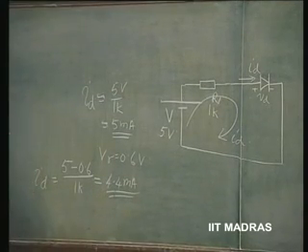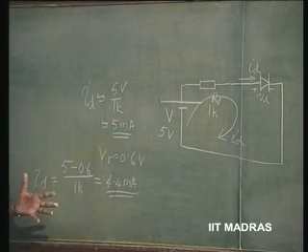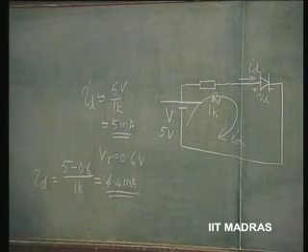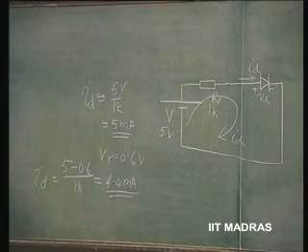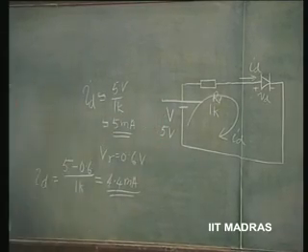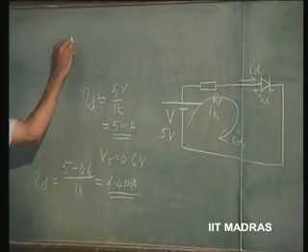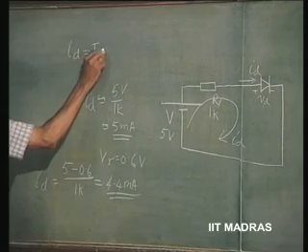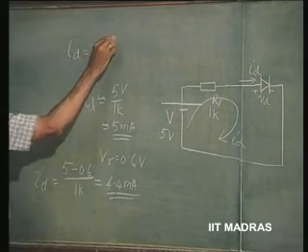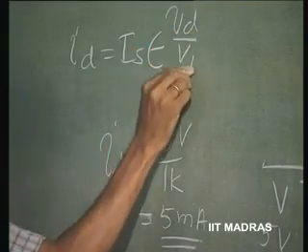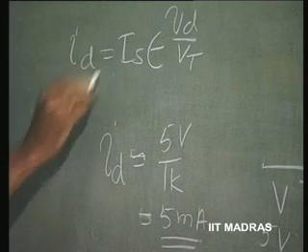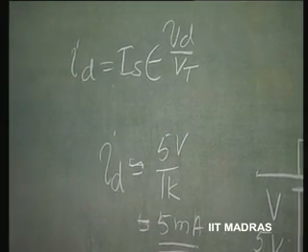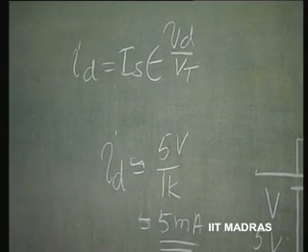I want the current very accurately. So, what do I do now? I know that the diode characteristic follows this: I_D is equal to I_S exponent V_diode by V_T. This is known to me. I_S, if it is given, I can find out what this is going to be. This is the characteristic given.